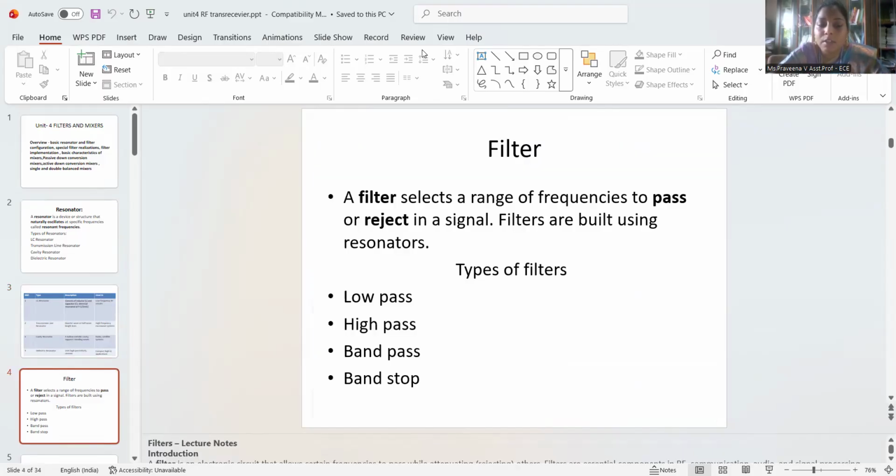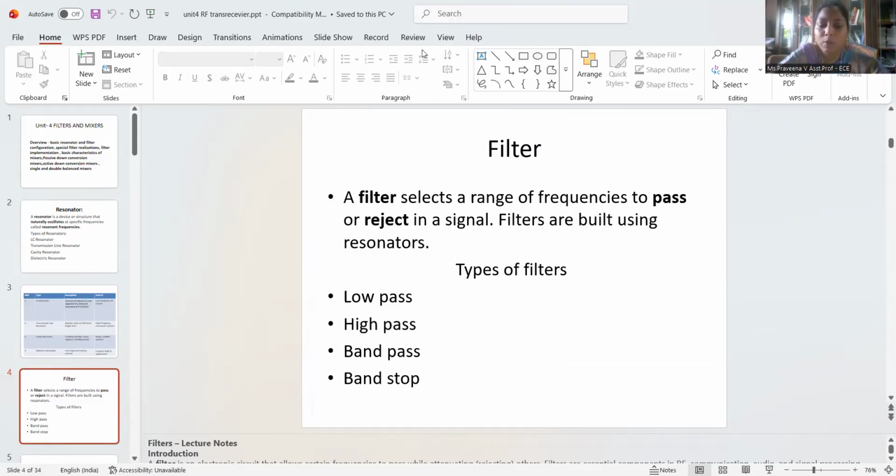Then the filter. The filter is an electronic circuit that will allow a certain frequency to pass through and block other frequencies. Filters are essential components in RF communication, audio, and signal processing systems. Okay, the filters are often built using a resonator such as an LC resonator, transmission line resonator, cavity resonator, or dielectric resonator in order to achieve high frequency selectivity.